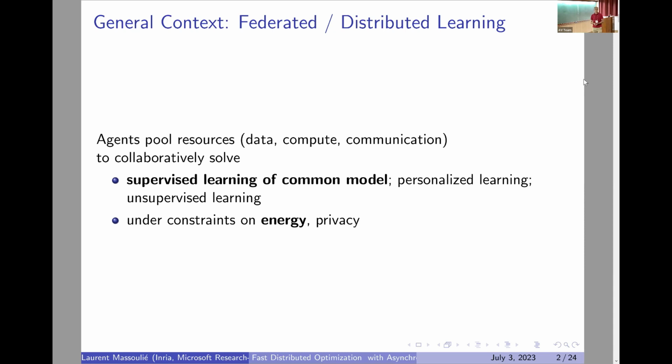There are variants of interest where instead of having just one model that is going to be shared by everyone, you want to personalize the model to the needs of each of the agents, or you want to try and solve an unsupervised learning problem. But today I'll focus on supervised learning. And the typical constraints you might have will be on the time it takes, on the energy you spend on the task, and maybe on the privacy you compromise by sharing data. I won't be talking about privacy, but this is an active topic in this area.